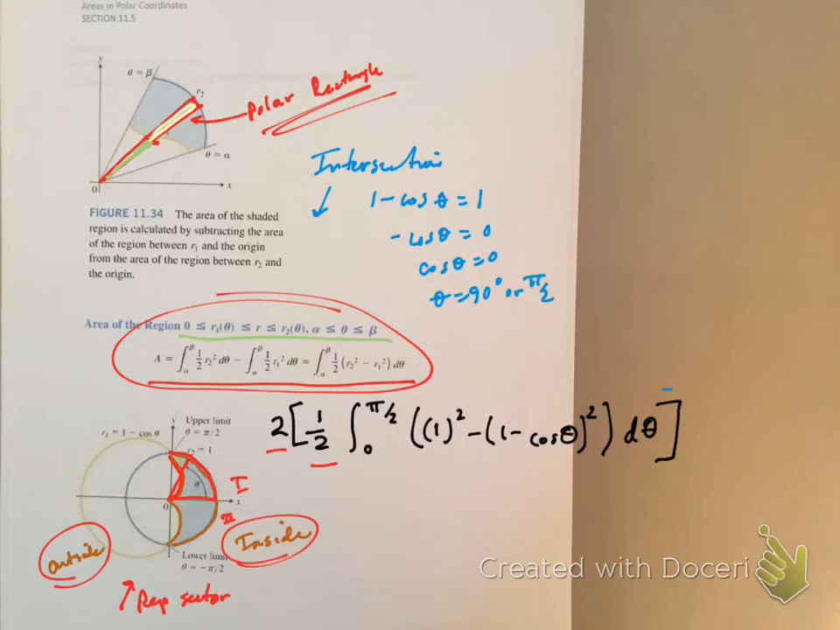Then I have my outer radius, which is going to be the circle. Okay, so it's going to be the circle. I'm afraid to erase anything. So I'll have that minus the inner one, which is going to be the cardioid. And I have to square each of those, which is what I did. And there's your setup for anything that is outside of the cardioid and inside of the circle in this particular example.